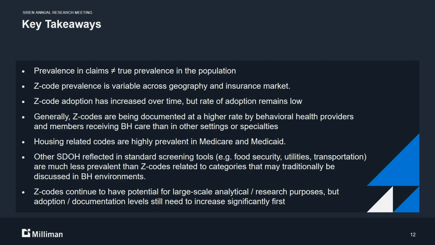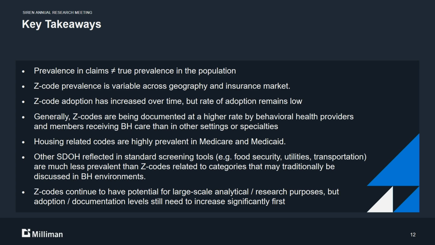Then the key takeaways from the study here, as I talked about: prevalence in claims does not equal true prevalence in the population, and we're still seeing a low rate of adoption. There continues to be potential for large-scale analytic or research purposes, but we would need to increase adoption first. I think we're at a point where there needs to be decisions around what that looks like, what will be appropriate, and how to use those.